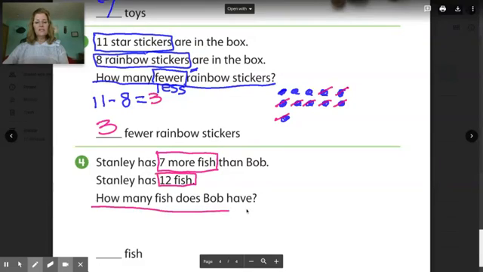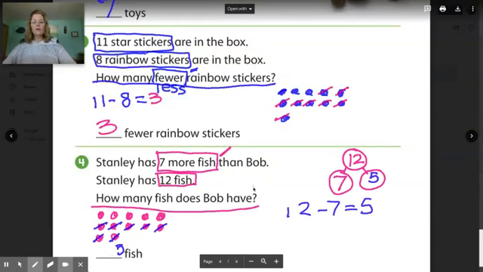Well, this one's interesting because it gives us the numbers to just one person. So I'm going to challenge you on this one. And if there's more, we are still going to need to subtract because Stanley has 7 more fish than Bob. That means Bob has fewer, Bob has less. We're still going to subtract. Pause here and come back and check your answer.